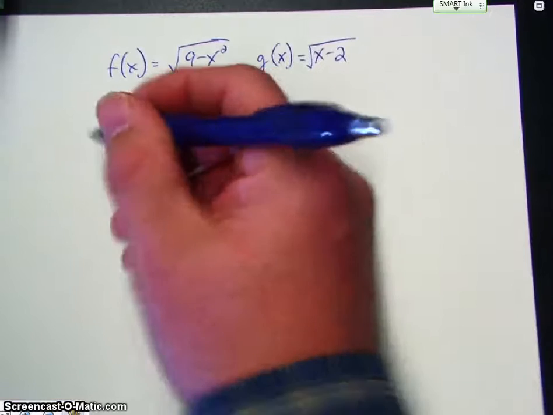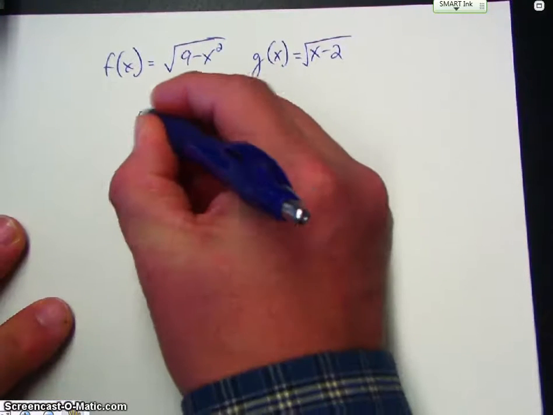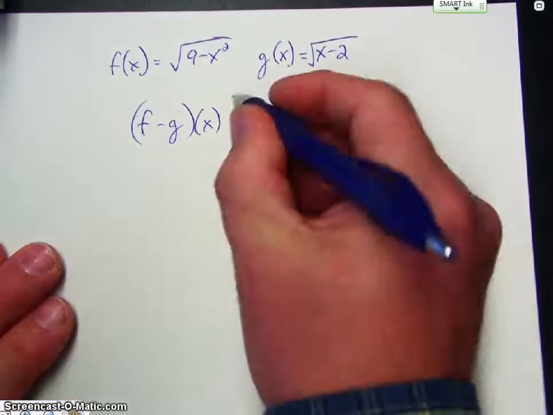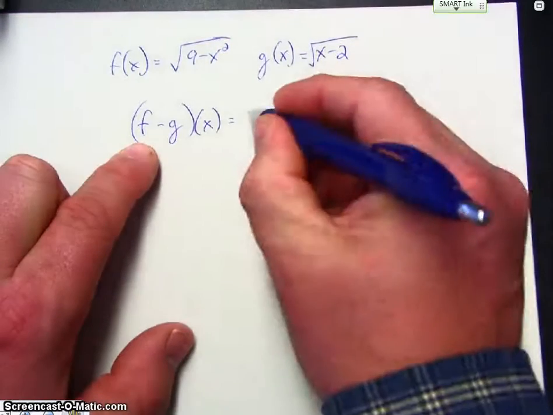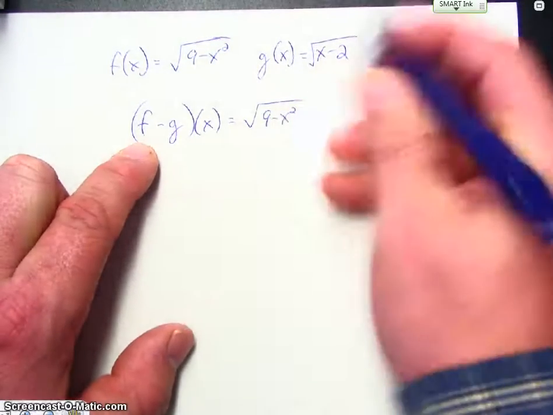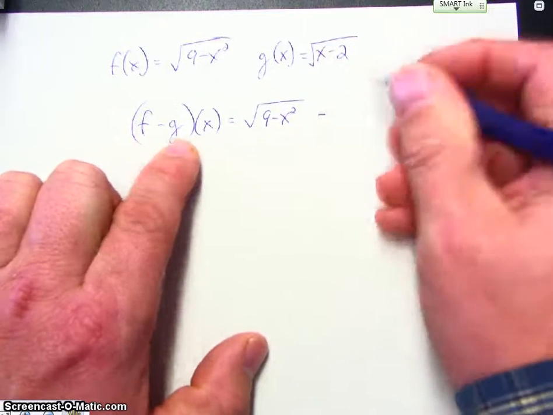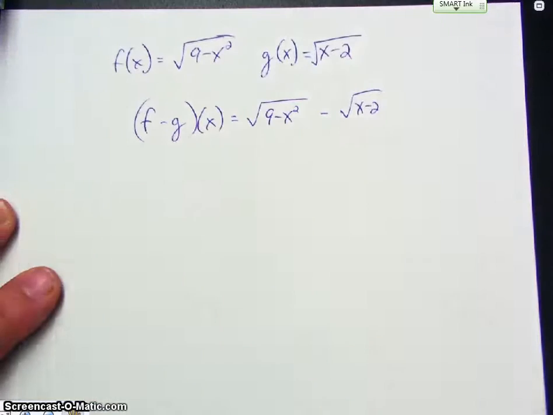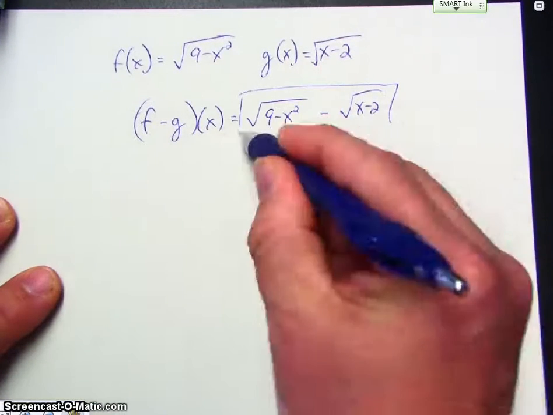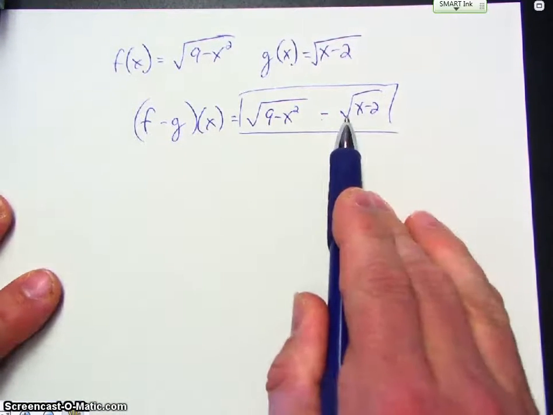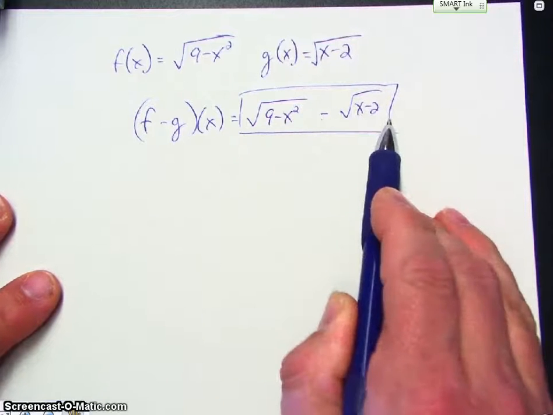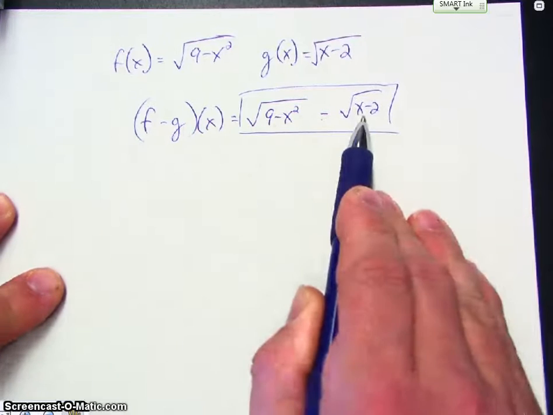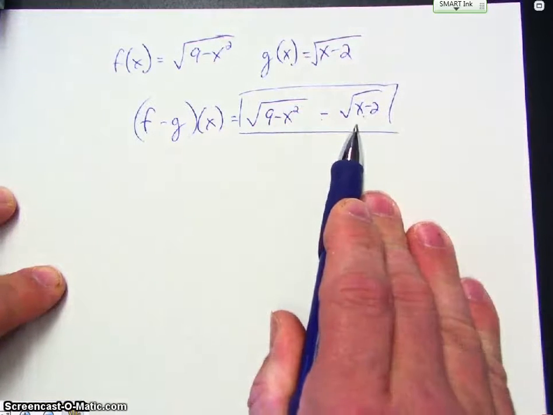So let's go ahead and just do f minus g of x. So take function of f, minus function of g. And I'm done. There's my new function. I cannot distribute the negative because this is a radical, not parentheses. So therefore I can't combine these because they're inside the radicals, they're not the same. So this is your new function.